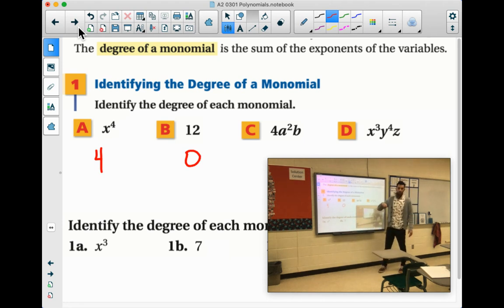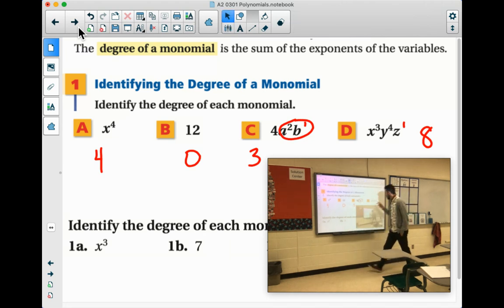Now for a squared b, you have two variables. You have a squared and you have b, which is b to the first. So when you're looking for the degree, you add up the exponents of the variables in just that monomial. So 2 plus 1 would give us 3. So that's the third degree. And then x to the third, y to the fourth, z to the first. You add up all those exponents. 3 plus 4 is 7, plus 1 is 8. So that would be an 8th degree.